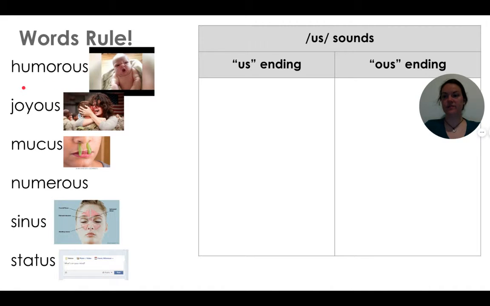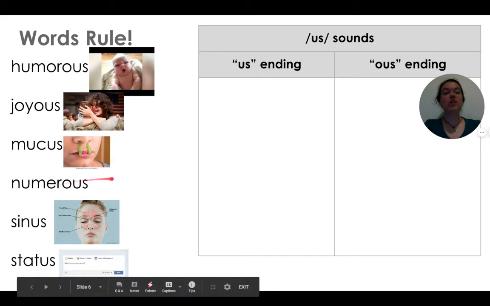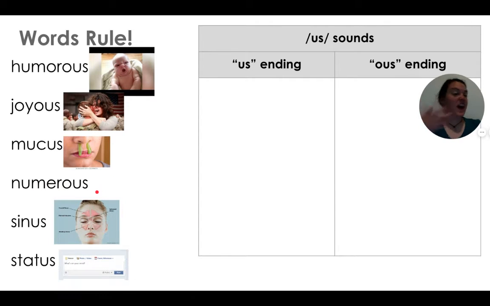Okay, so repeat after me. Say humorous. Isn't this humorous picture? I thought it was humorous. Here we go. I have the OUS ending. Joyous. Mucus. This comes out of your nose. Numerous. Numerous is a lot of things. So I could have numerous kids in the class. I could have numerous shoes. I could have numerous friends.